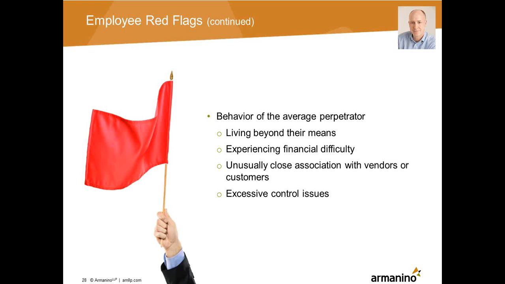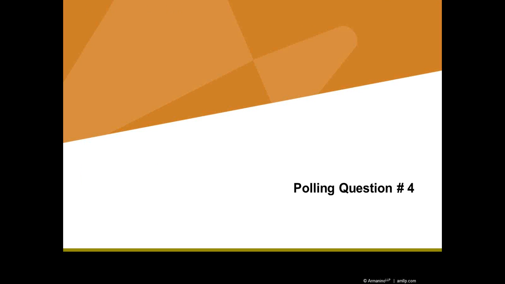We talked earlier about fictitious vendors. Big risk area, an area that we see a lot of problems in. Make sure that you're looking at your vendor listings periodically. Make sure that you understand your processes for setting up vendors in the system and that there are appropriate controls over those processes.